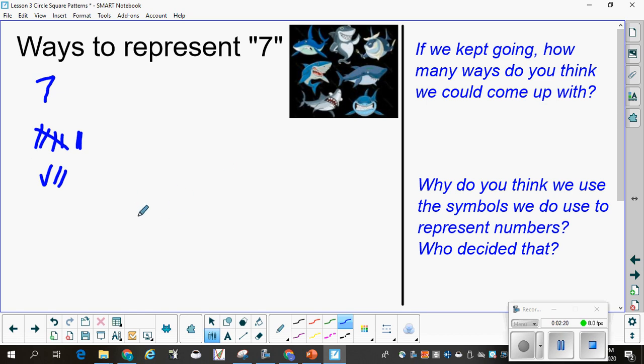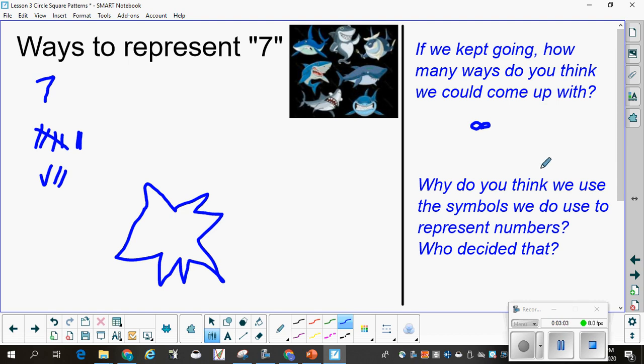I could, if I started out with a circle as being 0 and then however many points on it, have 1, 2, 3, 4, 5, 6, 7. It's a 7-pointed, 7-cornered item. However many corners there are, that's what the number is. So lots of different ways, okay? And again, in class, I'm going to ask everybody for their values. If we kept going, how many ways do you think we could come up with? It should be pretty much an infinite number of ways, right?